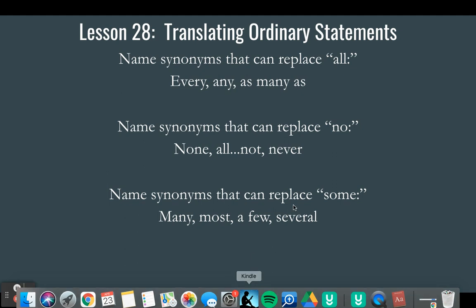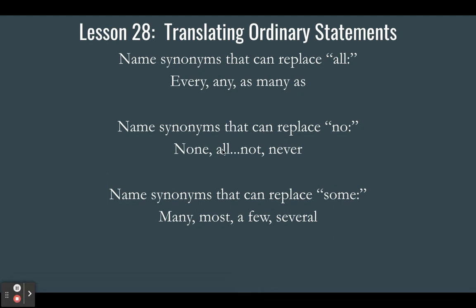Same deal with no. Here are some synonyms that can replace no. If you see none, or all blank not, or never, any of those should make you think, okay, that is a universal. We're talking about the entire statement, the entire extension. That's a universal negative. And then again, with some, many, most, a few, and several.